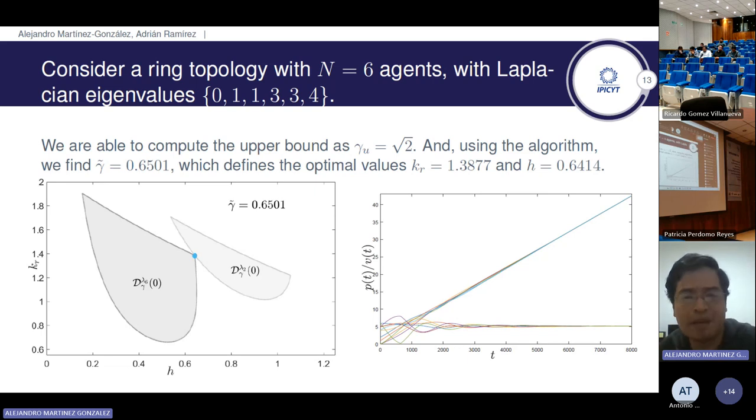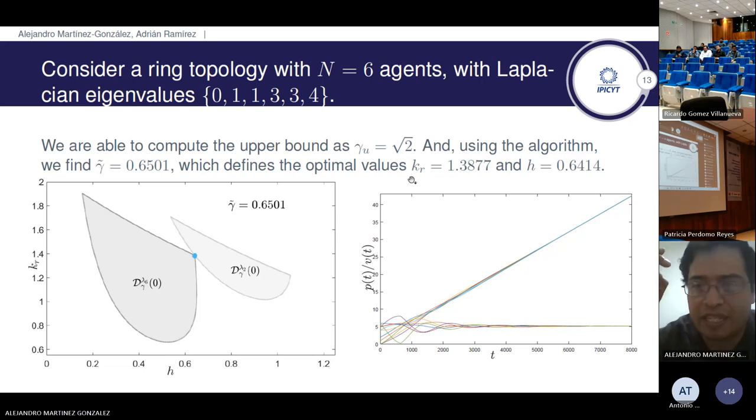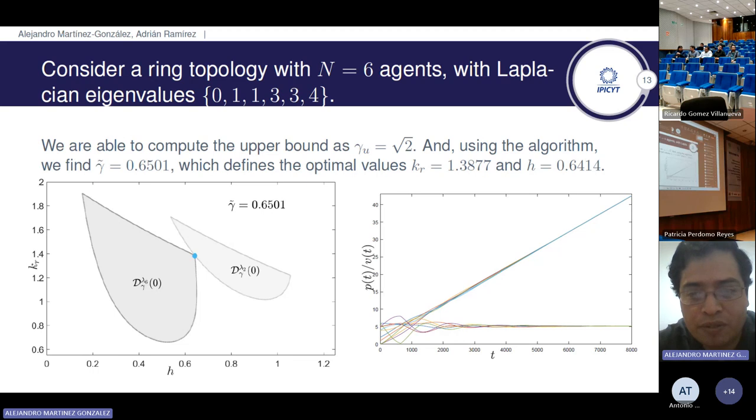So given this gamma, we're able to compute the two gains. The first, proportional gain is given, and we compute the delay and the retarded gain. With these values, we are able to run a simulation, and we can see that the position goes to a common value, and the velocity too.